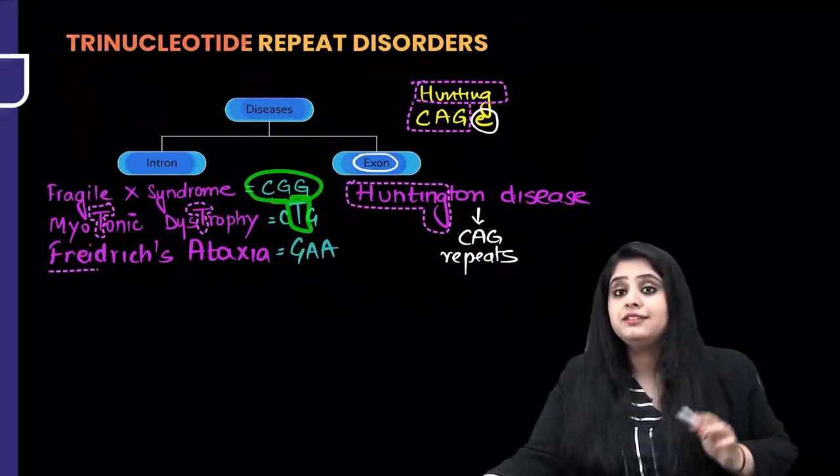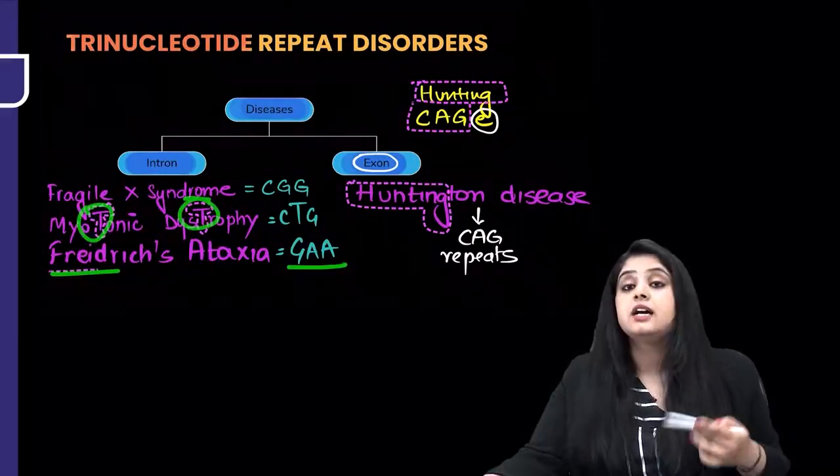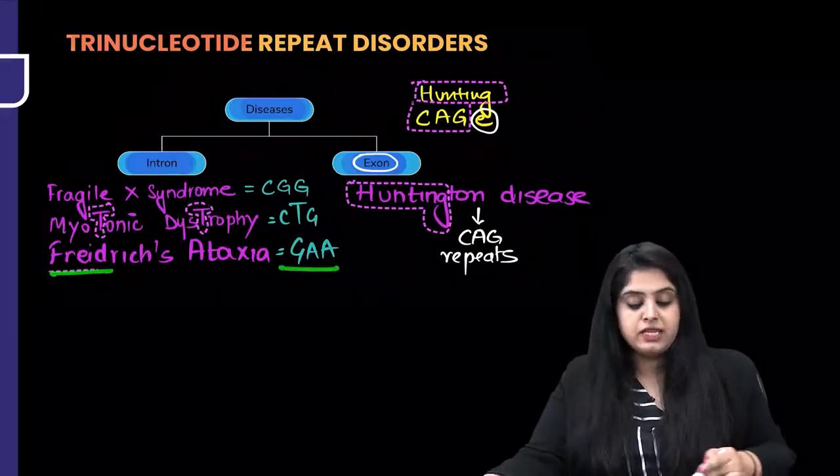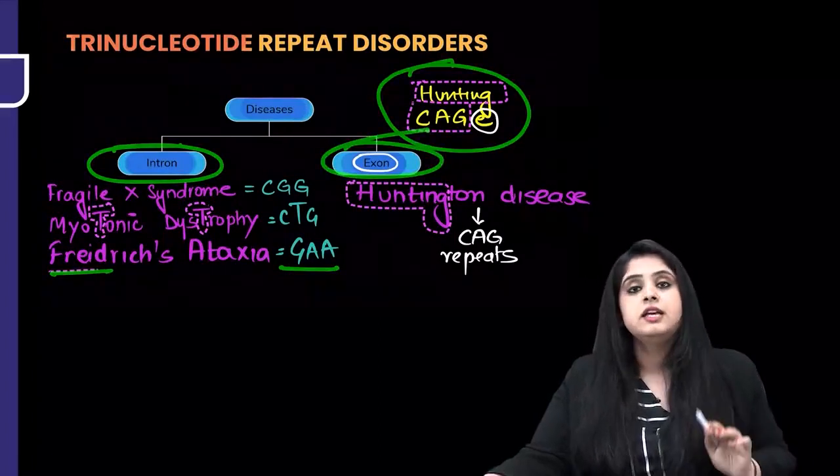In the center, if you put a T, CTG, that becomes myotonic dystrophy. And Friedreich, friend गाना गा रहा है. So that is going to be GAA repeats. All of them are in the intron, whereas Huntington disease is in the exon.